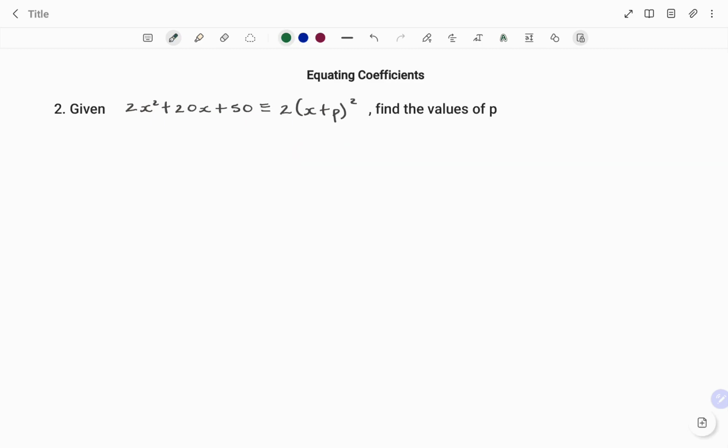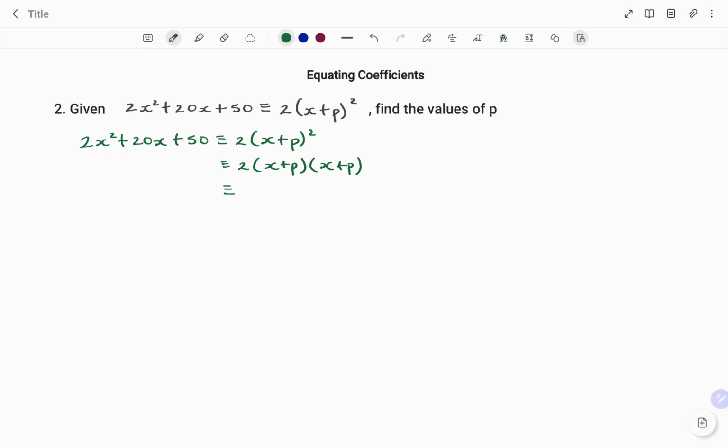We are given 2x squared plus 20x plus 50 is equivalent to 2 times (x + p) all to the power of 2. We have to find the value of p. Rewriting the question, we have 2x squared plus 20x plus 50 is equivalent to 2 times (x + p) to the power of 2. Expanding the right-hand side, what we have is 2 times (x + p) squared, that's (x + p) in 2 places.